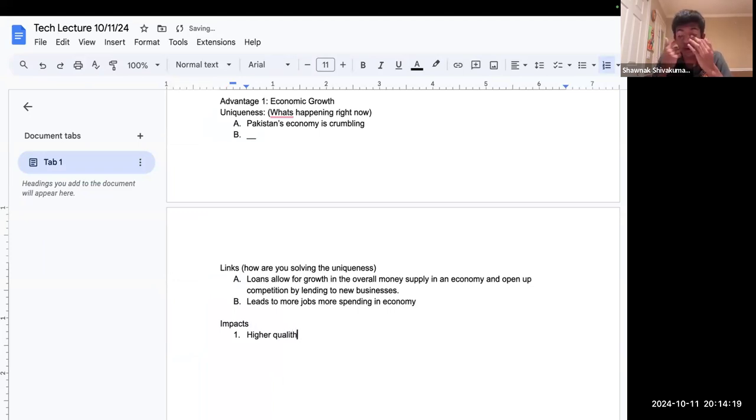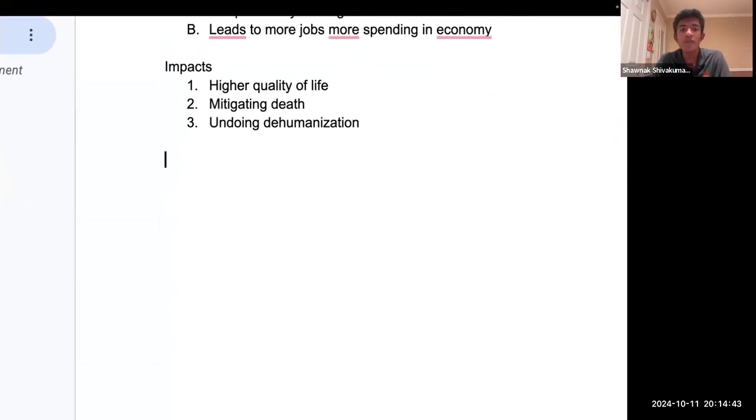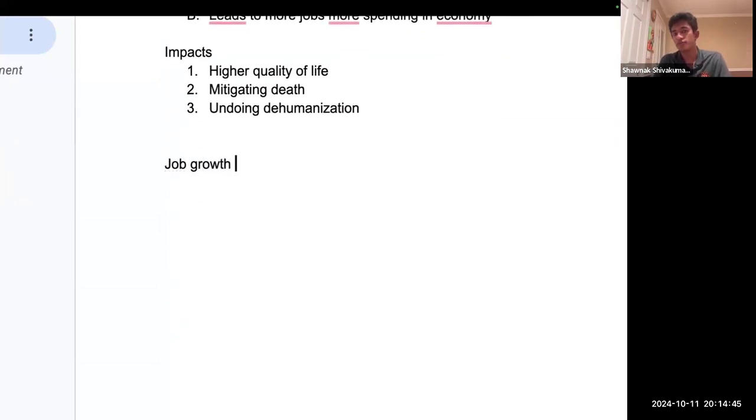And there's really only two valid impacts. The two valid impacts are higher quality of life, or quality of life in general, and death. Those are really the two, and dehumanization. So higher quality of life, mitigating death, and undoing dehumanization. These are the three, we call these terminal impacts, because you can't go beyond that. For example, why do I care about job growth? I care about job growth because people get money.